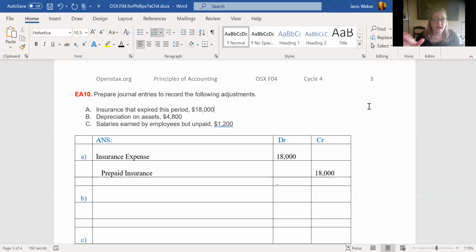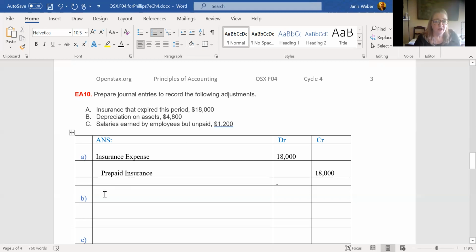So in this case, we had to show that part of the prepaid insurance had expired. So that means it was coming out of prepaid and going into insurance expense. Prepaid is an asset. So if you decrease that balance, it means you're crediting it, right? So this journal entry is saying insurance expense increased and prepaid insurance decreased, right?